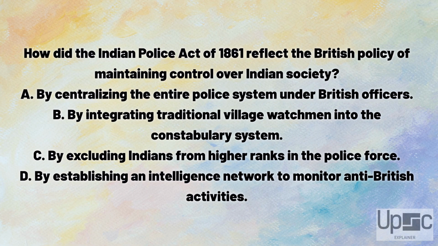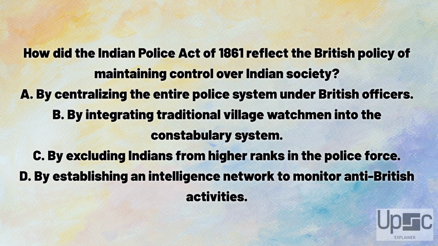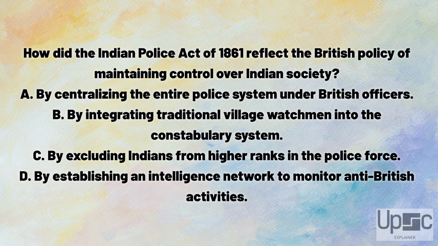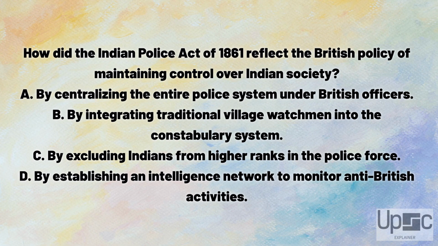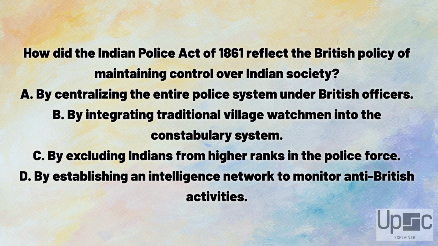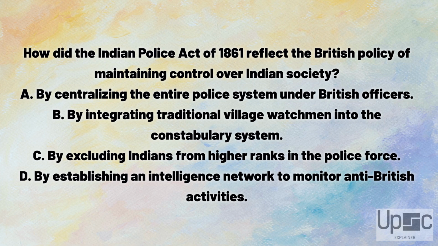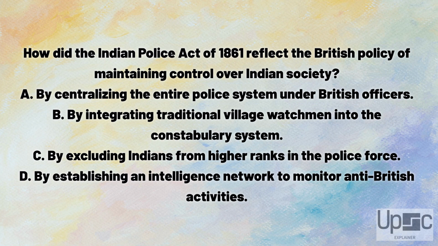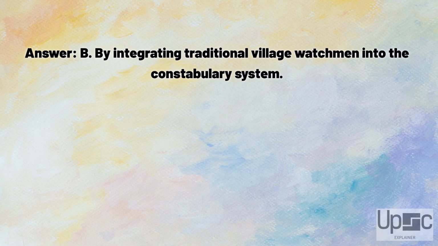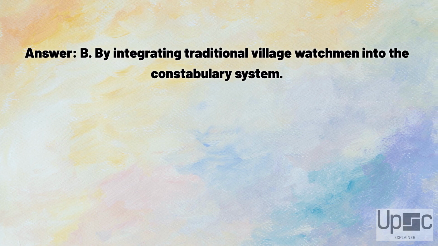How did the Indian Police Act of 1861 reflect the British policy of maintaining control over Indian society? A. By centralizing the entire police system under British officers. B. By integrating traditional village watchmen into the constabulary system. C. By excluding Indians from higher ranks in the police force. D. By establishing an intelligence network to monitor anti-British activities. Answer. B. By integrating traditional village watchmen into the constabulary system.